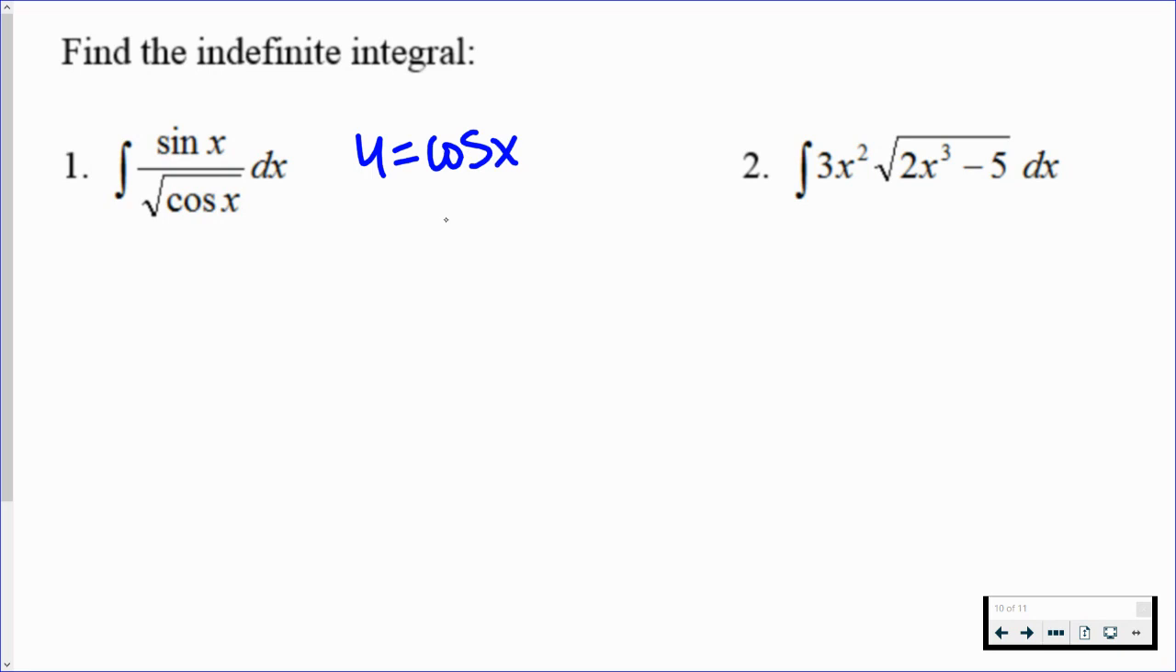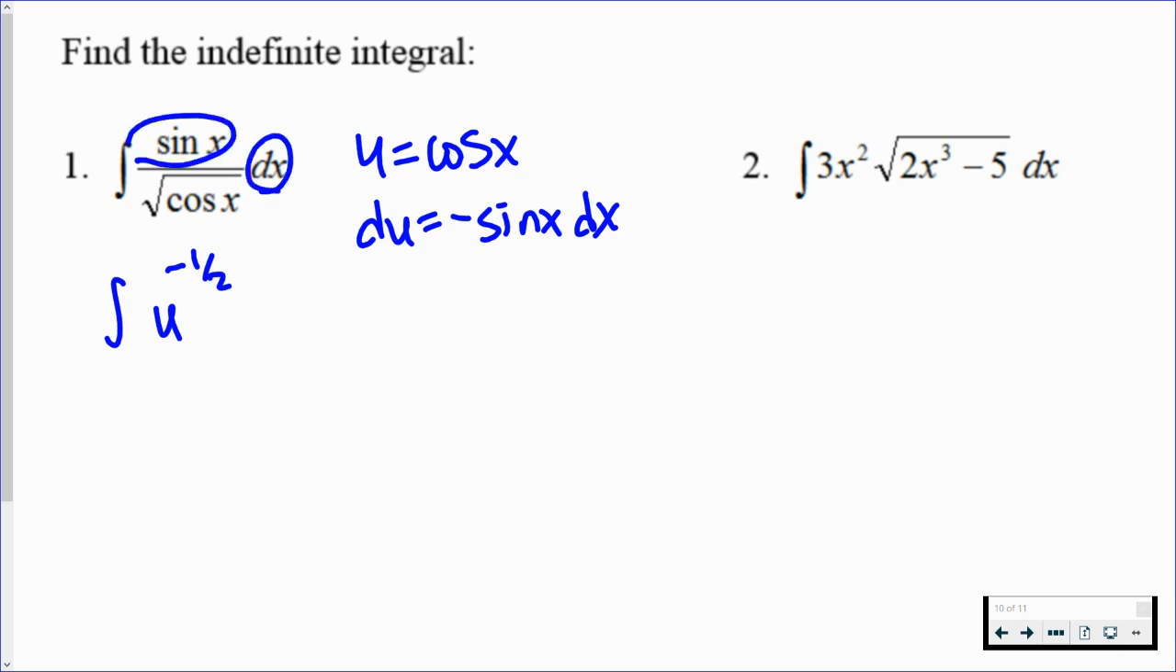I take my u, cosine of x, then my du would be negative sine of x because that's the derivative of cosine of x. Now, we can rewrite this in terms of u. So square root of cosine x being on the bottom, that's square root of u on the bottom, which is u to the 1/2 on the bottom, which if we brought to the top is u to the negative 1/2 power. Then we're still left with sine of x dx, which is the opposite sign of our du. So we have negative du.